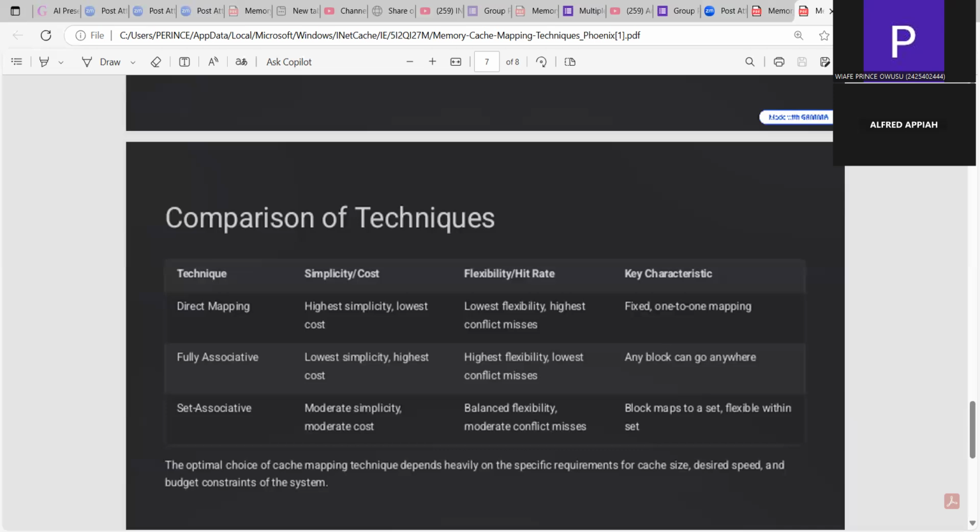So the key characteristics: first, one-to-one mapping; any block can go anywhere; block maps to a set. So the optimal choice of cache mapping technique depends heavily on the specific requirements for cache size, design speed, and budget constraints of the system.